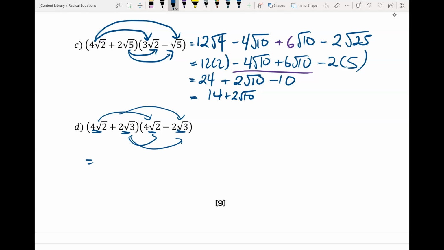So 4 times 4 is 16. Okay, so that's coming from here. Then root 2 times root 2 is root 4. Moving on to the next set, 4 times negative 2 is negative 8. Then root 2 times root 3 is root 6.